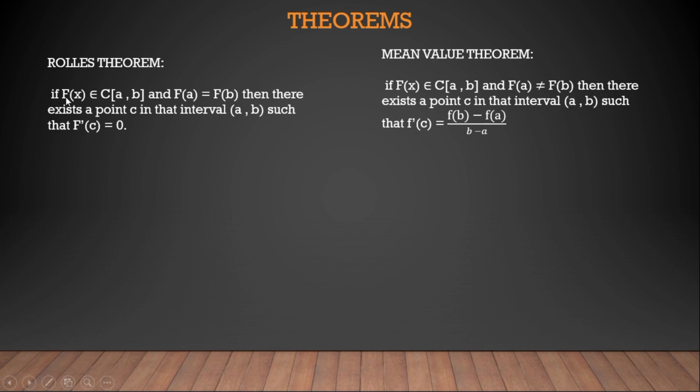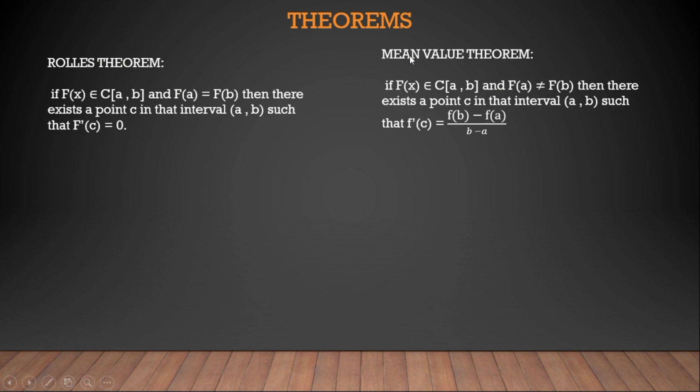If f of x is a member of a continuity of a comma b, of an interval a comma b, and f of a equal to f of b, then there exists a point c within that interval a comma b such that f prime of c is equal to 0, right? And just hold on, I'll explain this properly.